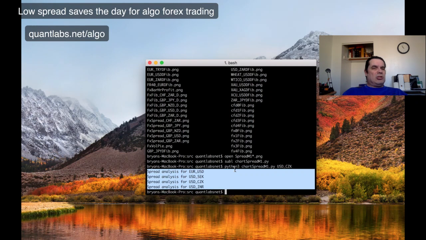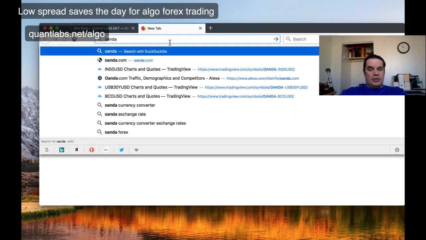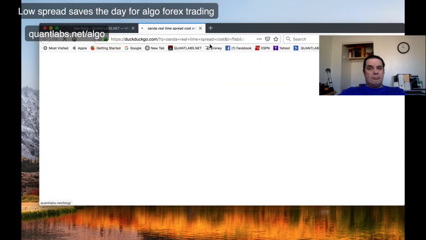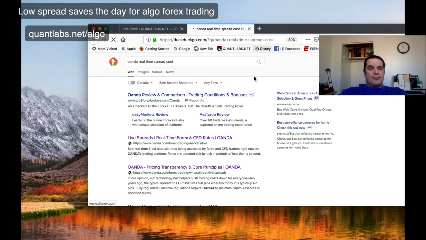If you have a pair that looks good from the ones I showed you yesterday or on Friday, they usually have a very, very high spread cost of above 10 or so. So let me show you what I mean here. If you do a search for real-time spread cost, right here: live spread, real-time forex CFD rates.